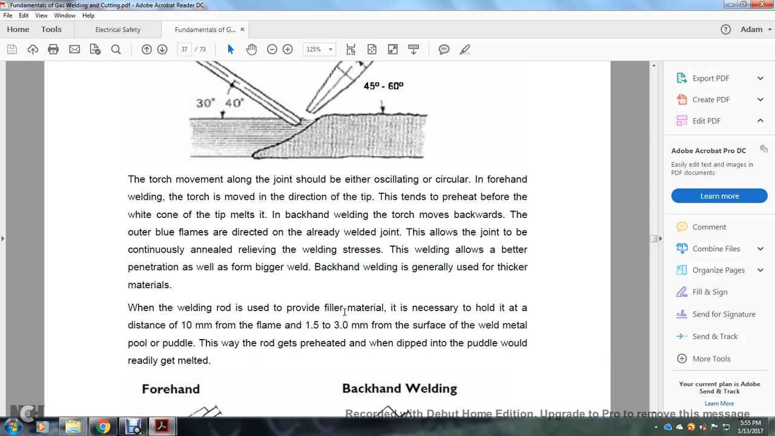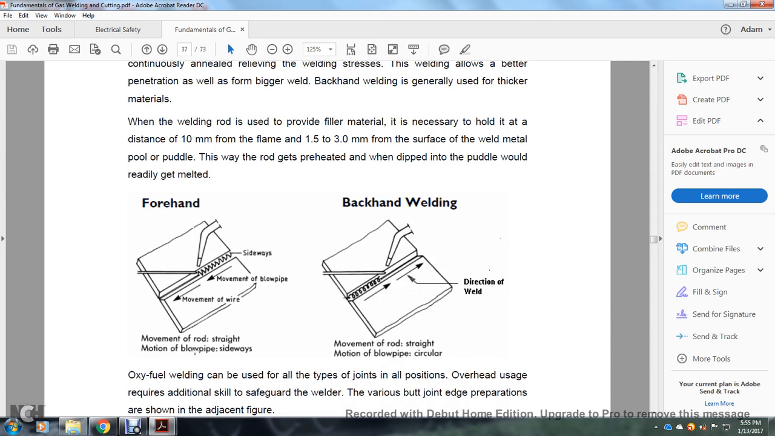When a welding rod is used to provide the filler material, it is necessary to hold it at a distance of 10 millimeters from the flame, or 1.5 to 3 millimeters from the surface of the welding material. The rod gets preheated when dipped in the puddle, and then readily melts.